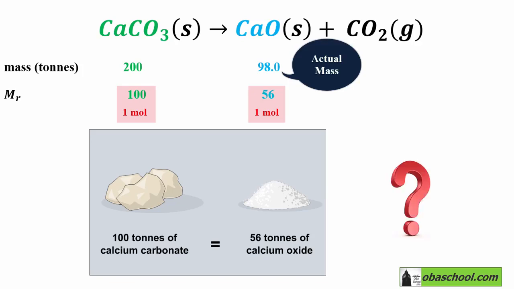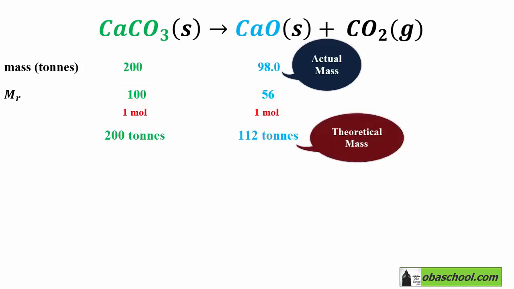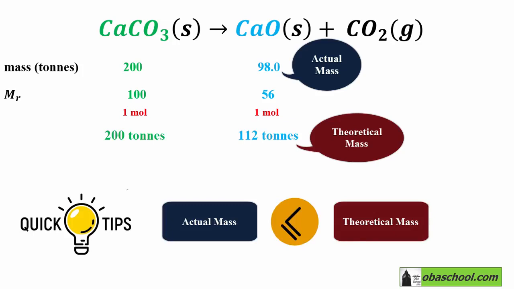What if we start with 200 tons of calcium carbonate? How much calcium oxide do we expect to obtain? That's correct. It's 56 times 2, which is equal to 112 tons. So the theoretical mass of calcium oxide that we must obtain if we started with 200 tons of calcium carbonate will be 112 tons. However, we only obtained 98. Here's a hint when solving such exercises. The mass obtained must always be less than or equal to the theoretical mass.